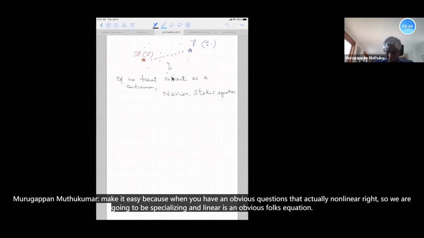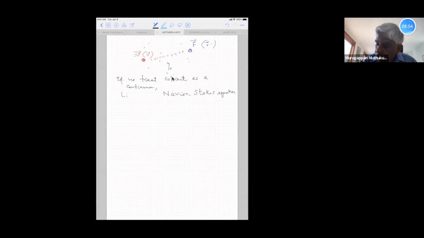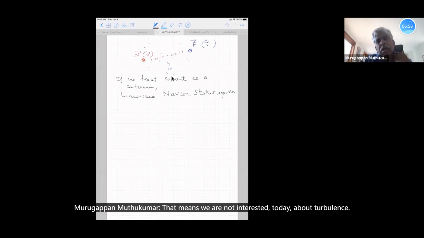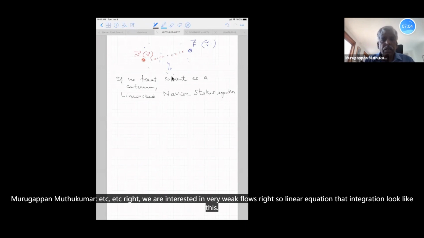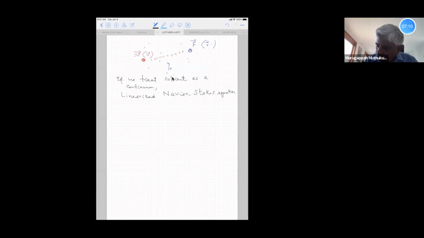To make it easy, because the Navier-Stokes equation is actually nonlinear, we are going to specialize to the linearized Navier-Stokes equation. That means we are not interested today in turbulence, et cetera. We are interested in very weak flows. So, the linearized Navier-Stokes equation looks like this.